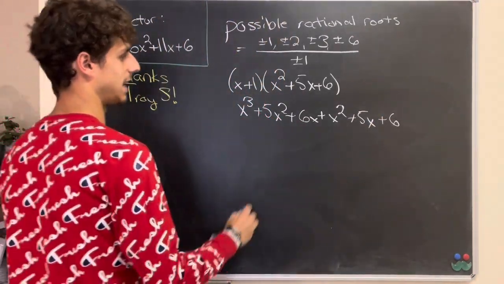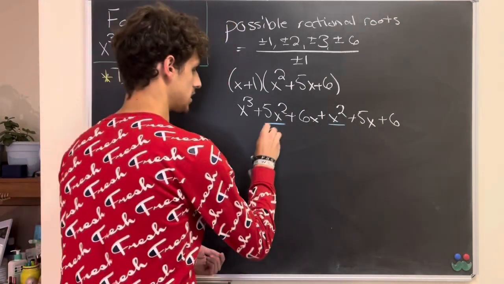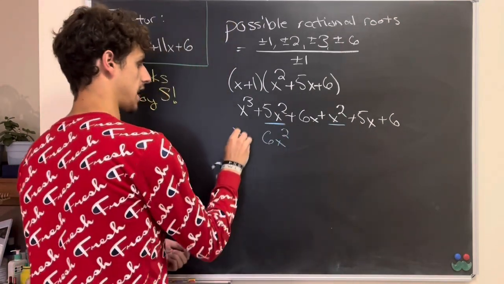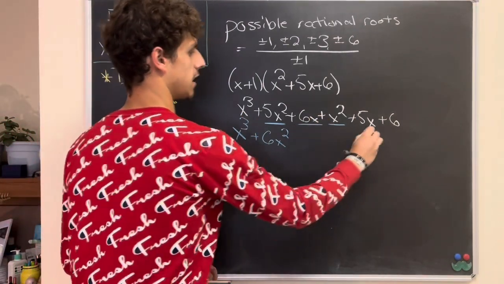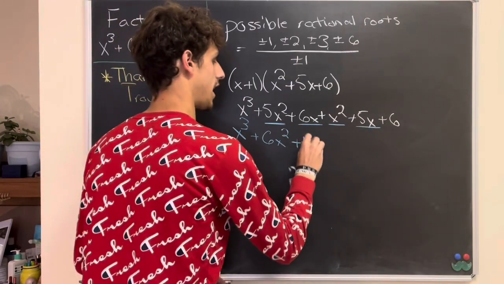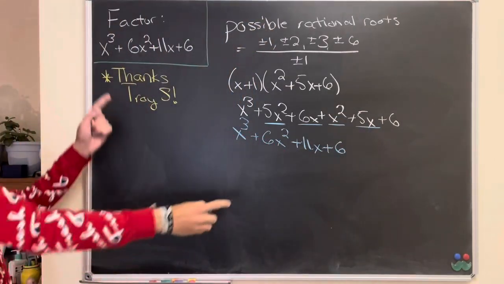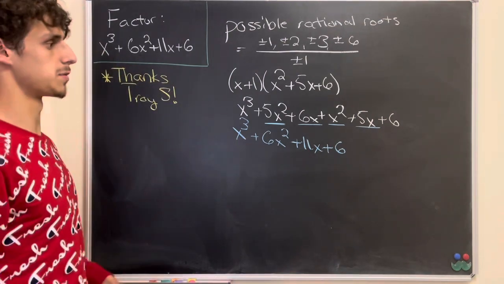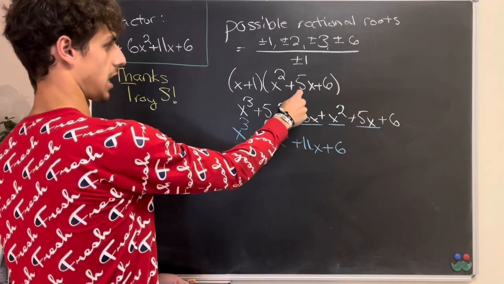But now combining like terms, we have 5x squared and x squared, so that gives us 6x squared. This x cubed is our only x cubed term. And then we have 6x and 5x, so that gives us 11x, and 6 is our only ones term, and that matches up perfectly. This expression and our blue expression here match up perfectly. So now we can factor this in a couple of different ways.